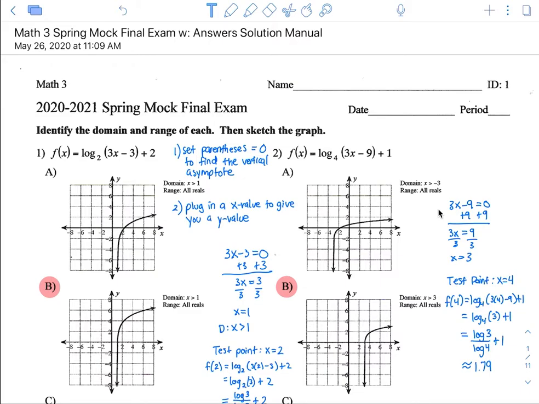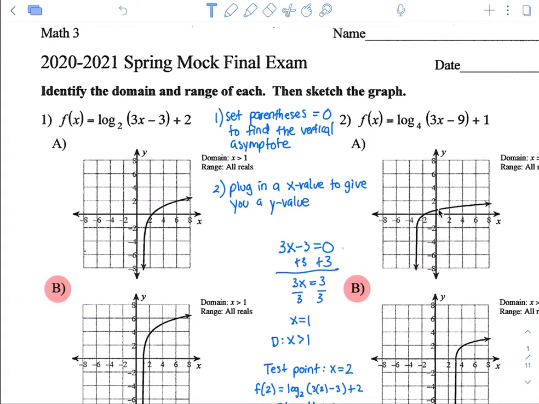So for number 1 through 6, you have a log or natural log function, and you have to be able to graph it and identify the graph based off the equation. So there's 2 things you really have to do. Number 1 is you have to set the parentheses equal to 0 to find the vertical asymptote. And the reason why you do this is because, remember, for logarithms or natural logs, you cannot have 0 or negative numbers inside of the parentheses. So that's rule number 1.